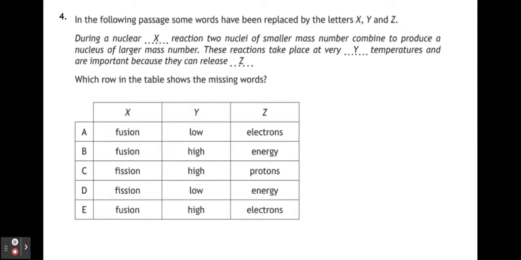Number 4. Another passage with some blanks. Pause the video and see if you can work out what these blanks are. Okay, so during a nuclear fusion reaction, two nuclei of smaller mass number combine to produce a nucleus of larger mass number. These reactions take place at very high temperatures and are important because they can release energy. So therefore the answer is B.